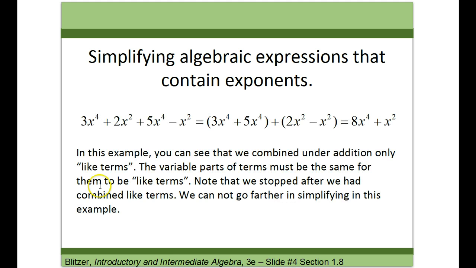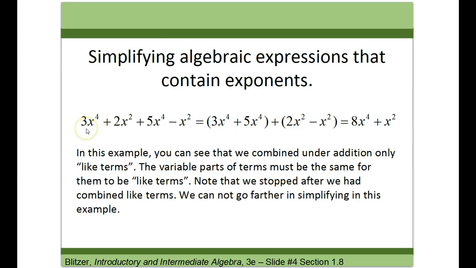Here, let's see an example where we actually do simplify an algebraic expression that contains exponents. We're going to combine under addition only the terms that are like. The variable parts of the terms have to be the same for them to be considered like terms, just like we did a second ago. After we have combined all of the like terms, all of the variable parts that have the same power, the same exponent, we can't go any further after that.